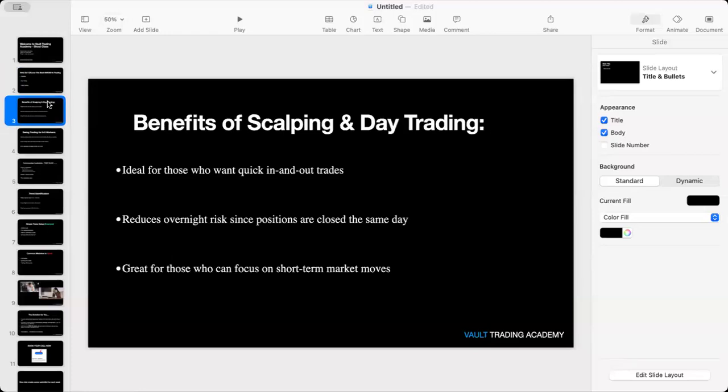Benefits of scalping and day trading. Ideal for those who want quick ins and outs, just like I mentioned. It reduces overnight risk since positions are closed the same day, right? Who here does not like to take their trades to the next day? I mean, depending on the market condition. Like I said, I'm going to show you a live example at the end of this slideshow.